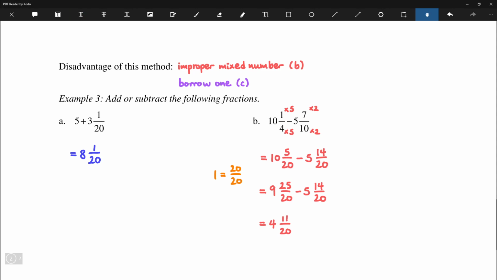So today we looked at adding and subtracting improper fractions and mixed numbers. And that's it for today.